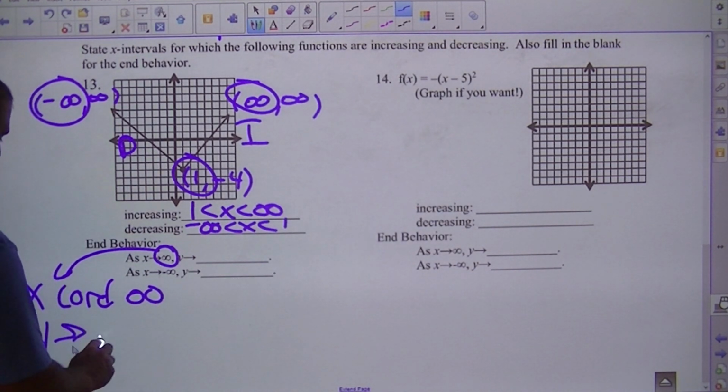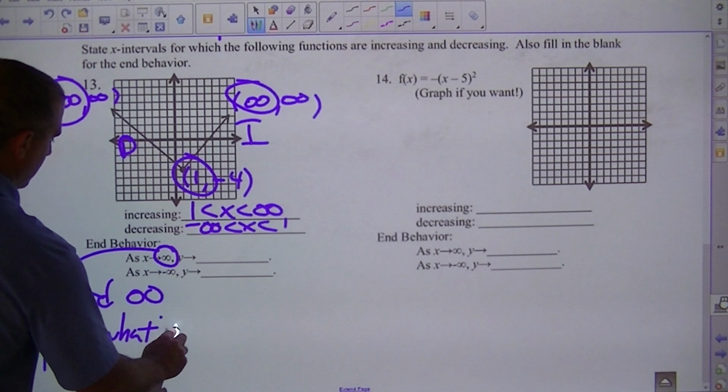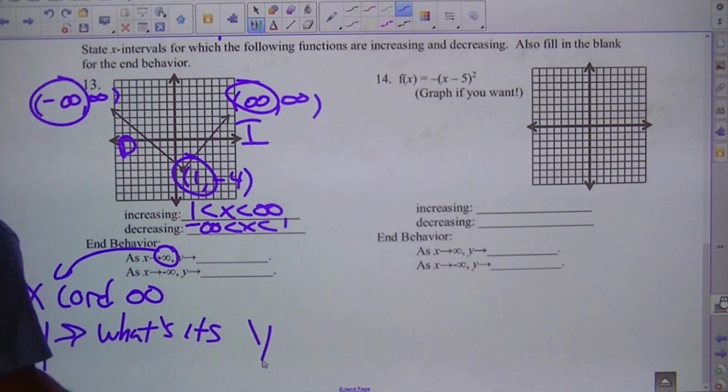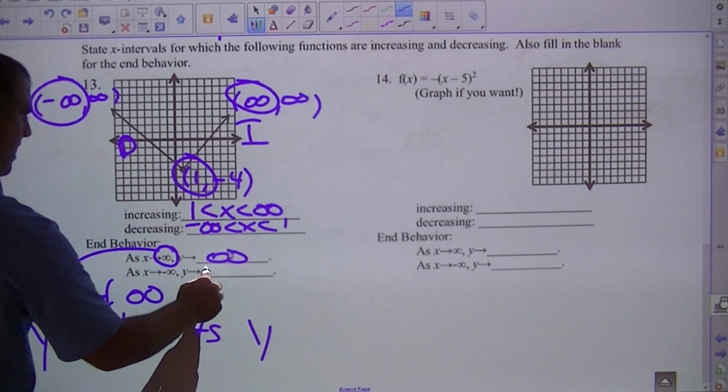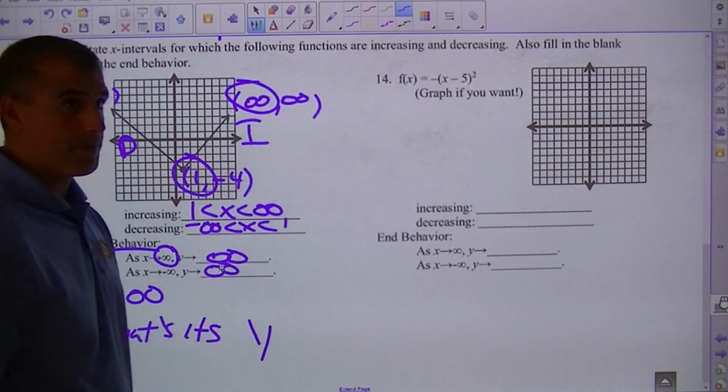The y means what's its y. So I look at that, y is infinity. I look at that, y is also infinity. Okay?